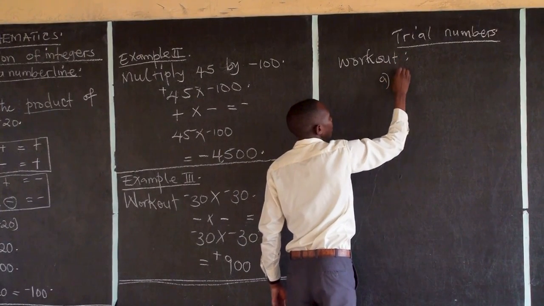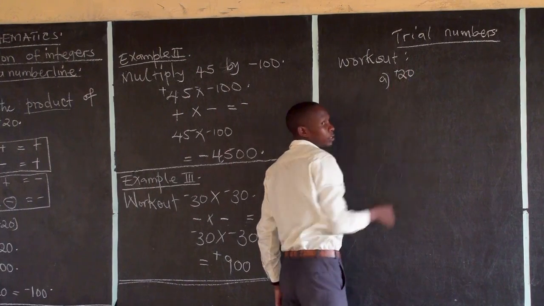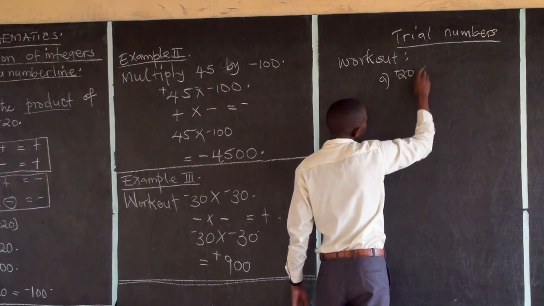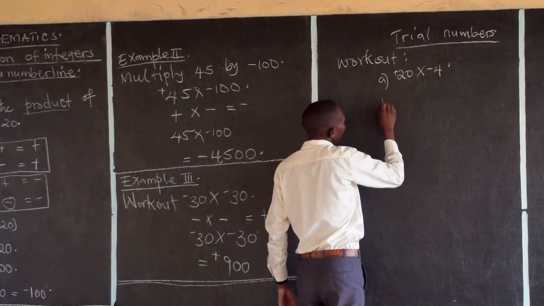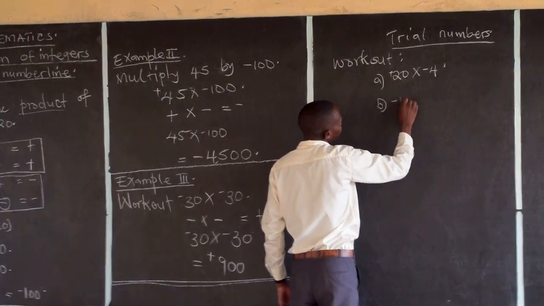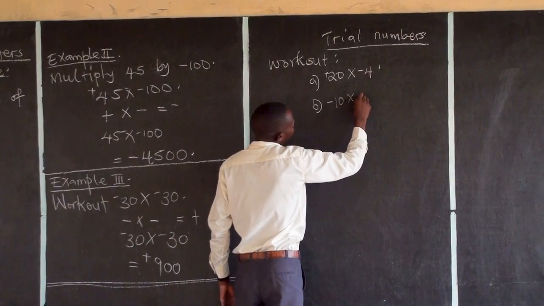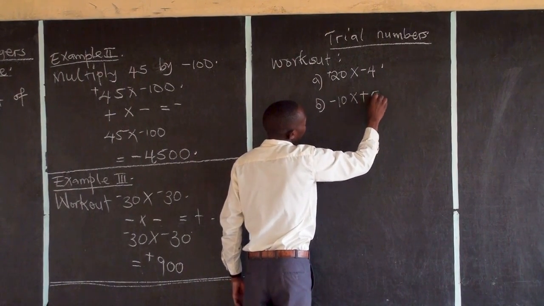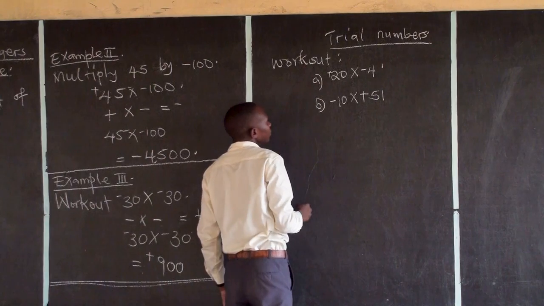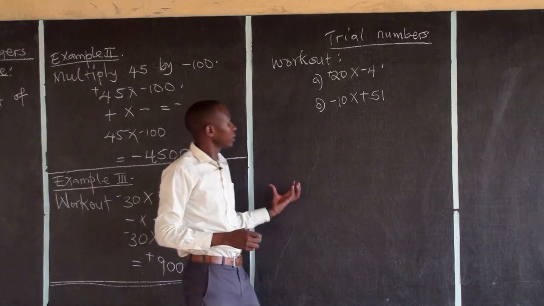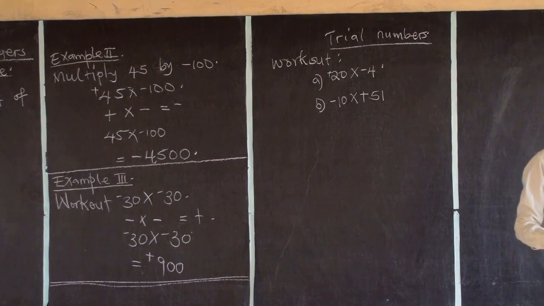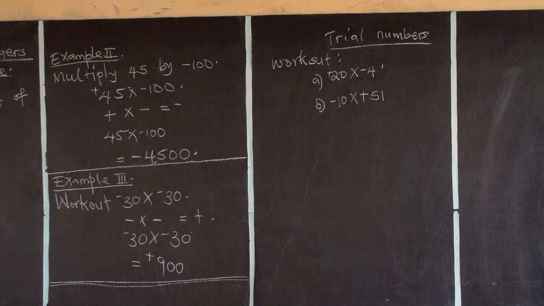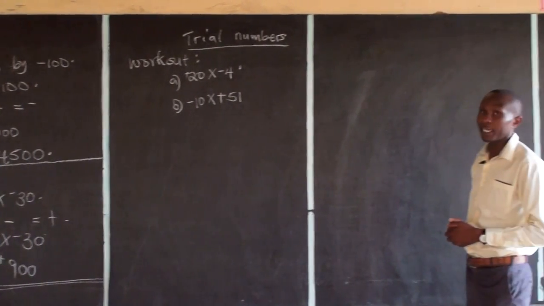A, 20 positive times negative 4. B, positive 51. I want you to work out this. After this, then we go through together and you compare your answer with what we have come out with. Within 1 minute, I expect you to be summarizing, then we continue.